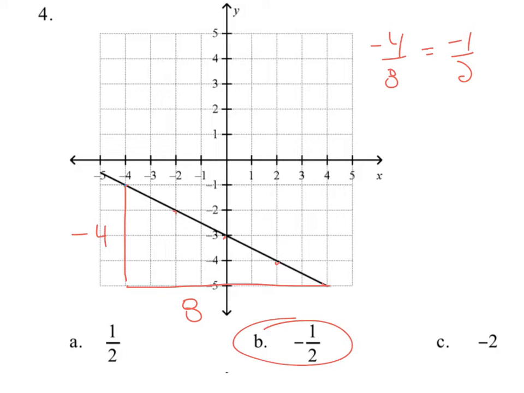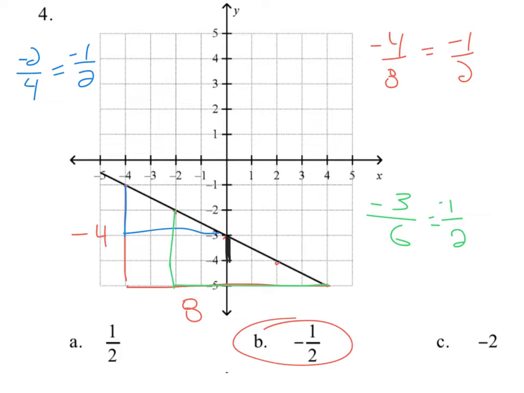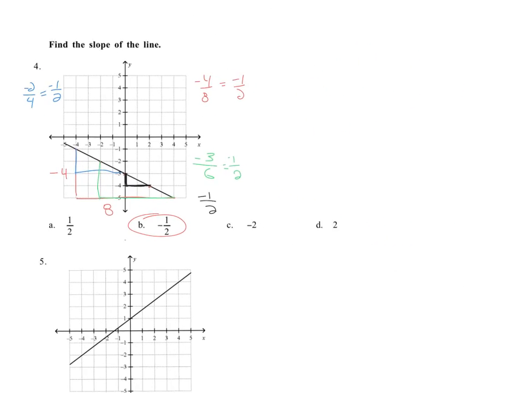You could say -2/4. -2/4 simplifies to -1/2. We could say this, -3/6. -3/6 simplifies to -1/2. And of course, if you took the points that were closest together, like here, we rise -1, we run 2, -1/2. All of those get you the same slope.